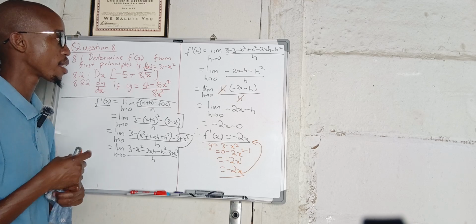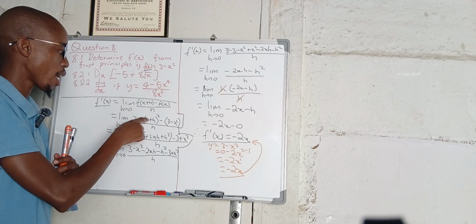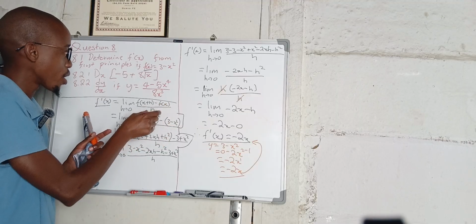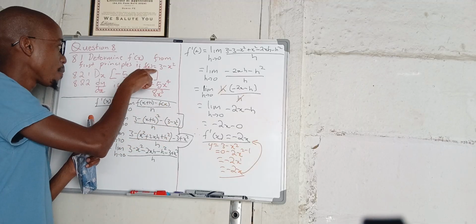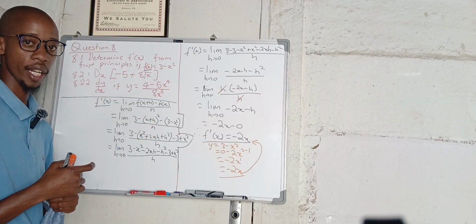So the whole idea is that you need to be able to simplify this, and then you know this is your function, and then you put it there because it is f of x, the one that was given, and then you continue the algebra until you get to your final answer.